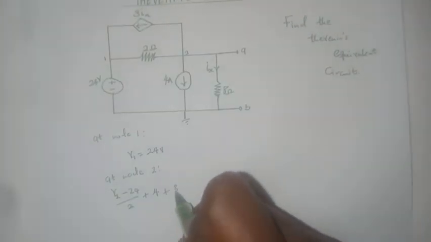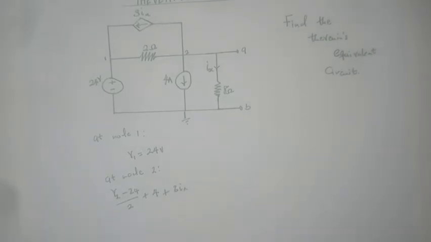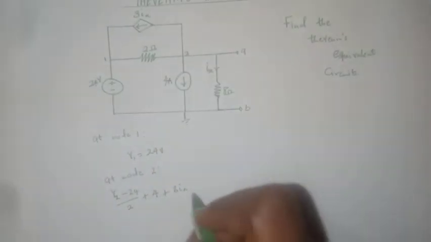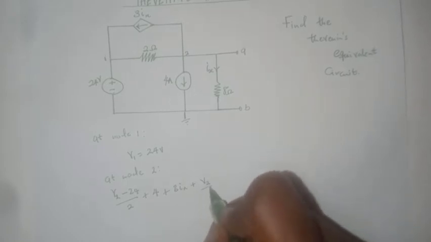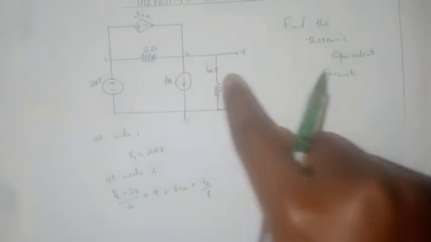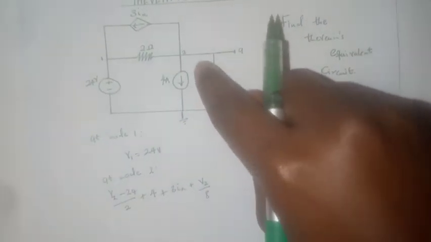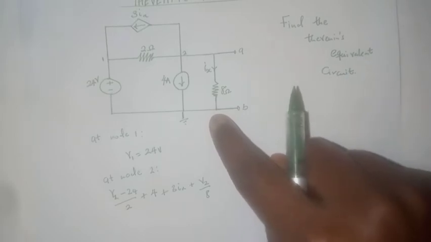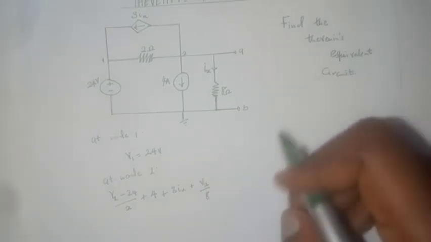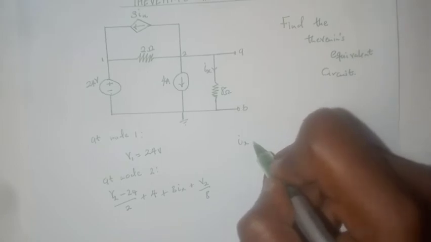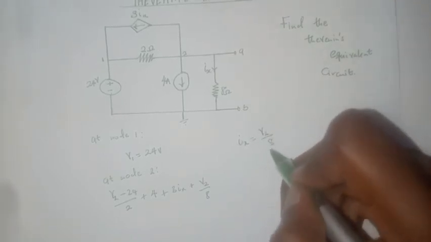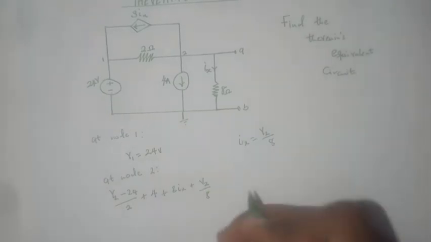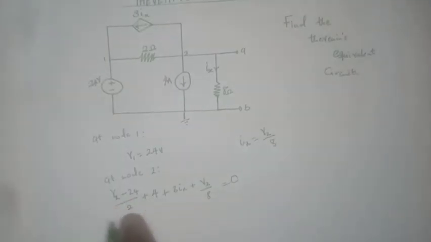then plus 3Ix, then plus V2 over 8. Now, V2 over 8 is also the same thing as Ix because that is the current flowing through the 8 ohm resistor. So we should probably write it here that Ix is equal to V2 over 8. We can substitute that here, and we equate all of this to 0. This is the KCL equation.